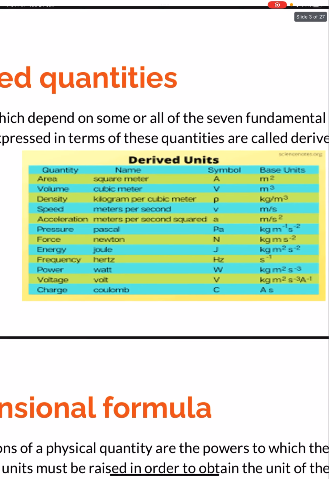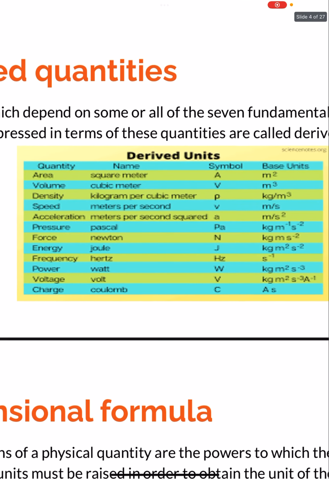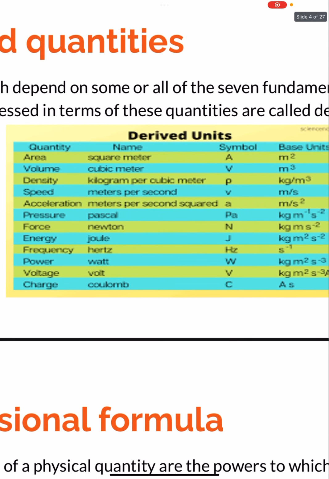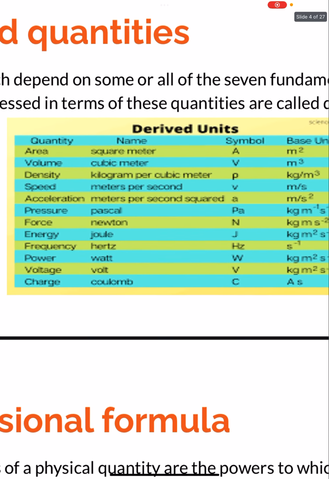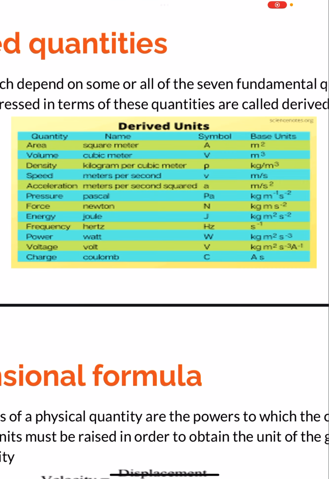Okay, so we should be clear on these derived quantities. We would often come across these quantities as we study the concepts. For the time being, just remember these derived quantities: what are their names, what are their symbols, and what are their base units. So area is a derived quantity. Its symbol is A. Its unit is square meters.